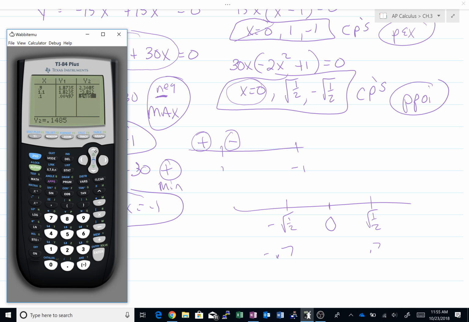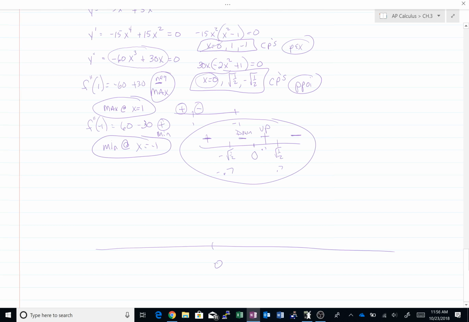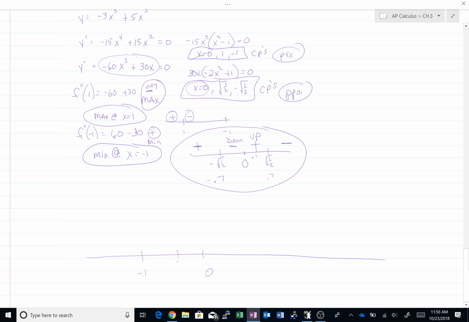All right, here we go. Let's piece this all together now. So 0, these are points of inflection. They change concavity. So it was negative 1, negative square root of 1/2, positive square root of 1/2, and then positive 1. At 1, it's a max. So if I had a sign chart, I'm increasing to 1, and I'm concave up.